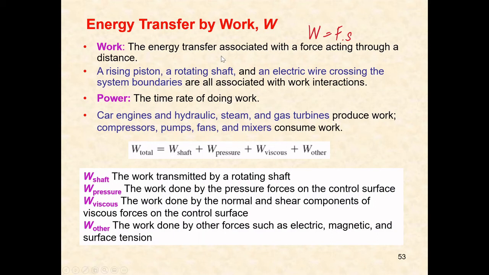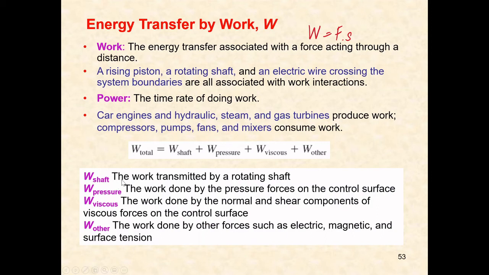If we take the work, in joules, divided by the time of doing the work, then you get the unit of watts. For example, car engines, hydraulic, steam, and gas turbines produce work, while compressor, pump, fan, and mixer consume work. The total work is given by the work done by the shaft plus the work done by pressure plus the work done by viscous forces plus the work done by other forces. The work done by viscous forces basically means the viscosity of the fluid causes the work done.